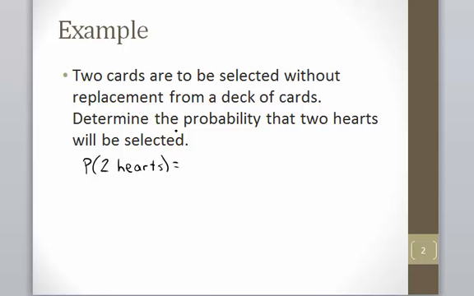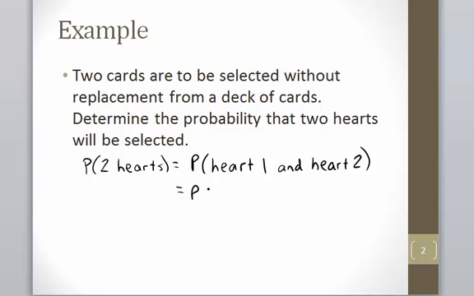Which essentially means that we want to be sure that the first card we select is a heart. So I'm going to write heart 1. And we want to be sure that the second card we select is also a heart. And so what we're doing is rewriting the problem so that it has an and in between the 2 events. We know that our formula tells us that if we have an and problem, we can break the probabilities up separately and multiply the results.